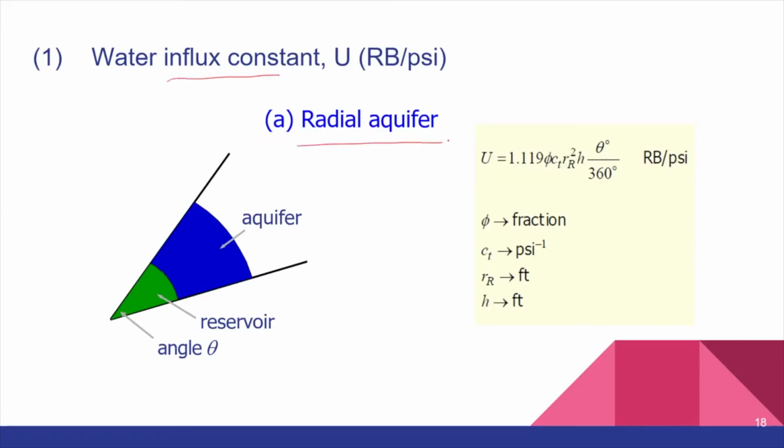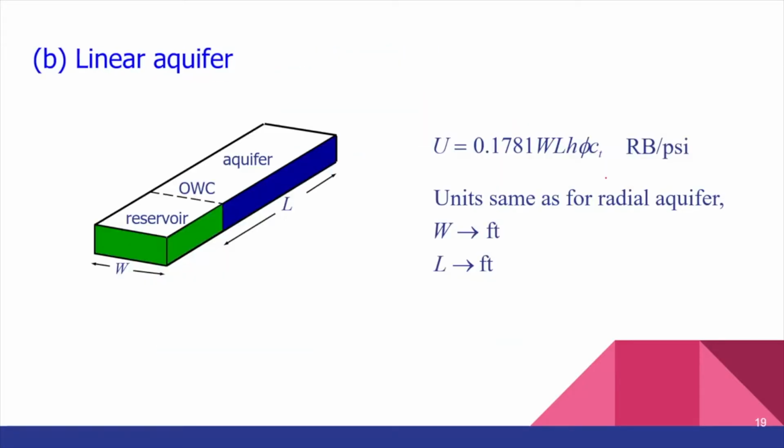Okay, for U, it depends on the shape of the aquifer. So first, if you have a radial aquifer, you will have your angle. So you just have to put this in the equation. So U equals 1.119 times porosity times total compressibility times radius squared times height of the reservoir times the angle of your aquifer over 360 degrees. So just plug into this equation. To calculate U for a linear aquifer, just use this equation, it's the same.